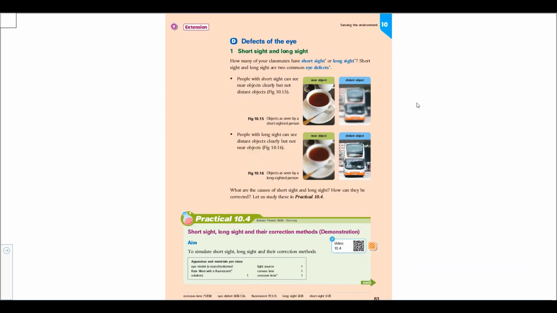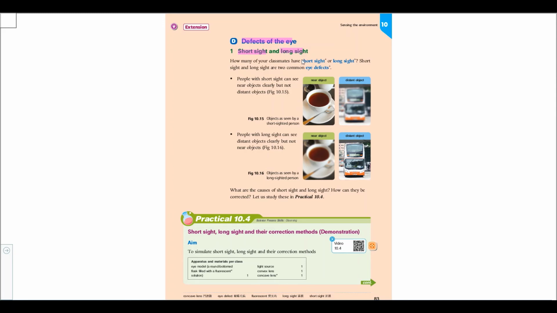Okay, and about the extension part, I will go through a little bit of it. It's about defects of the eye. We know a lot of eye problems, right? That's why a lot of you wear glasses. Look at your classmates, a lot of them are wearing glasses. It is because of defects of the eye. I also wear glasses. Defects of the eyes are usually because of problems in the lens. First I'll cover short sight and long sight.